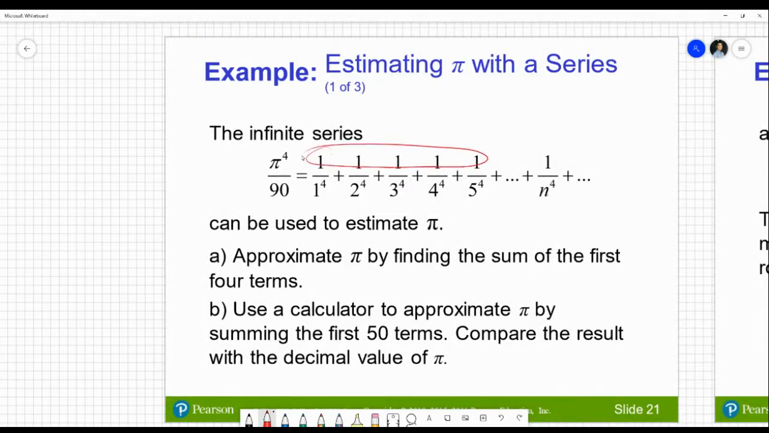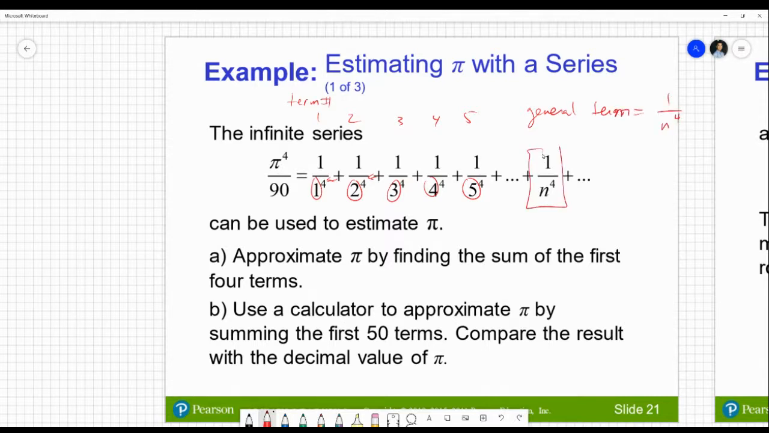Notice that all the numerators are 1. And the denominator, so the easy way to determine what this is, look at the term number. The term number here is 1, 2, 3, 4, 5, and you know that they are using the term number, and all of these is to the 4th power. So our general term is 1 over n to the 4th, which they give it here. Sometimes they give you this, sometimes they don't. You have to figure this out yourself.